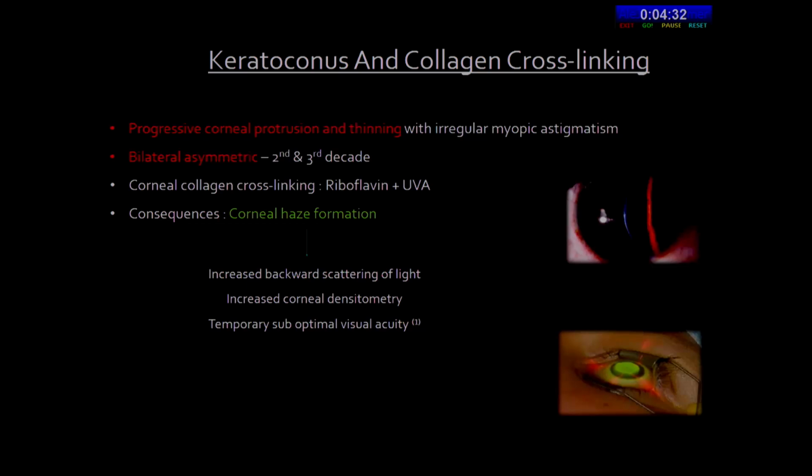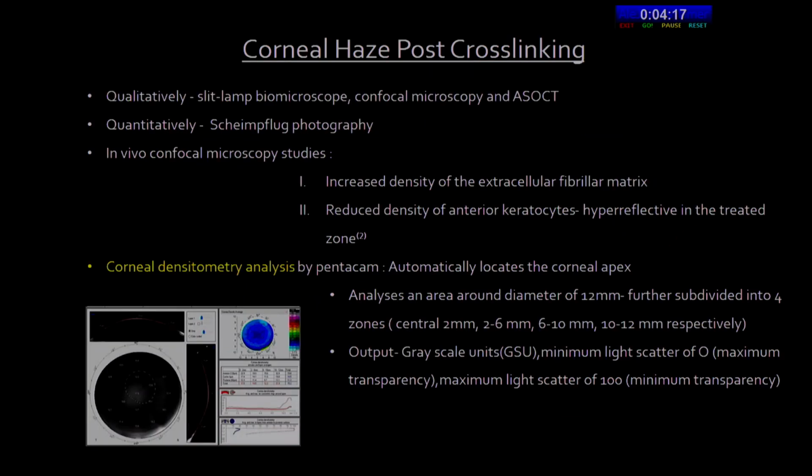The most common complication post-collagen cross-linking is corneal haze formation that leads to increased backward scattering of light, increased corneal densitometry, which also leads to temporary suboptimal visual acuity. Now, about corneal haze post-cross-linking, we can assess this qualitatively using slit lamp biomicroscope, confocal microscopy, as well as anterior segment OCT. Quantitatively, it can be assessed using Scheimpflug photography.